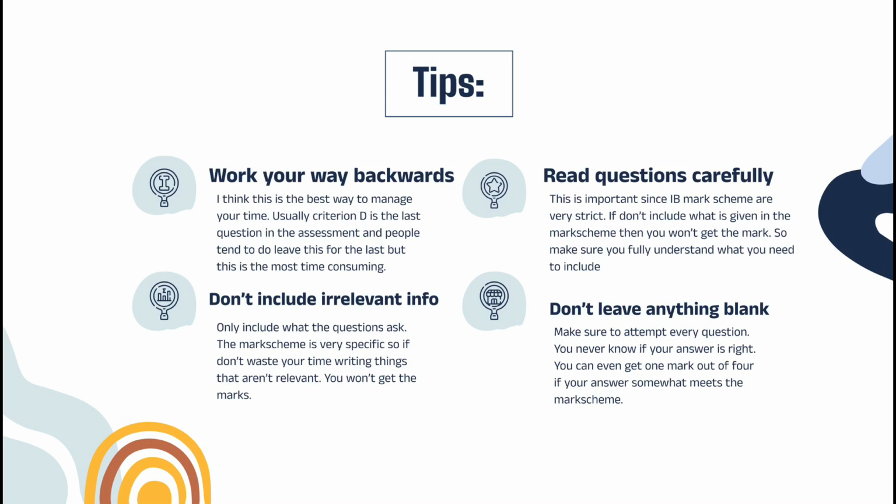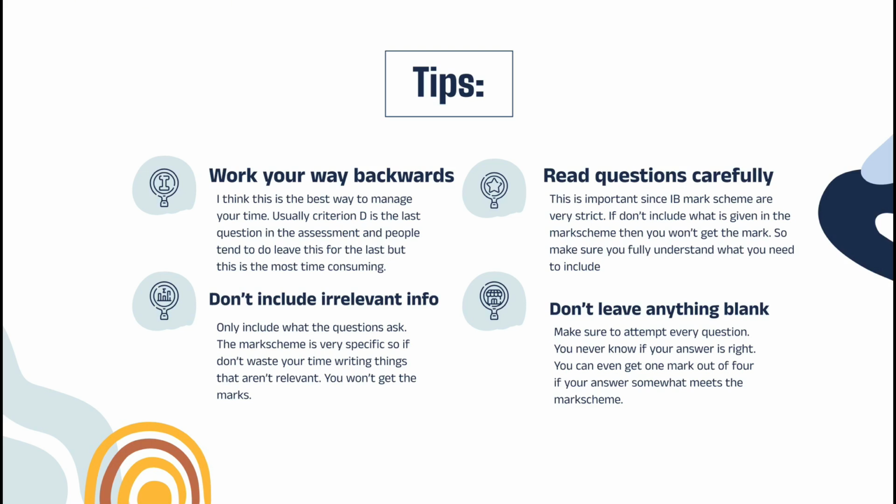Usually criterion D is the last question in the assessment, and people tend to leave this for the last because you start from the first question to the last. But this is not a really good idea because criterion D is time consuming, and when you only have a few minutes left on the clock and you don't have enough time for criterion D, you tend to mess it up. And criterion D is quite easy to score points in. So what I like to do is start from criterion D and work my way back upwards, because criterion A doesn't really require that much time.